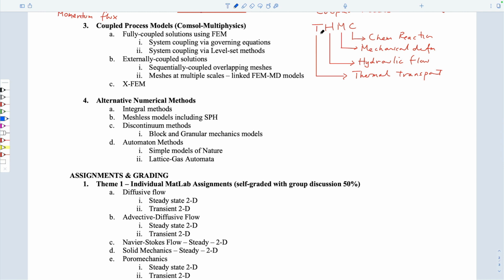Some of them might be so loosely interconnected that you could calculate what the thermal regime is, and then calculate the stress regime, and then just use that information to calculate what the flow regime is with the modified spatial distribution of permeability.